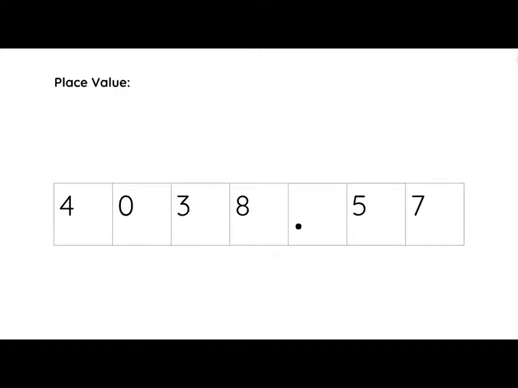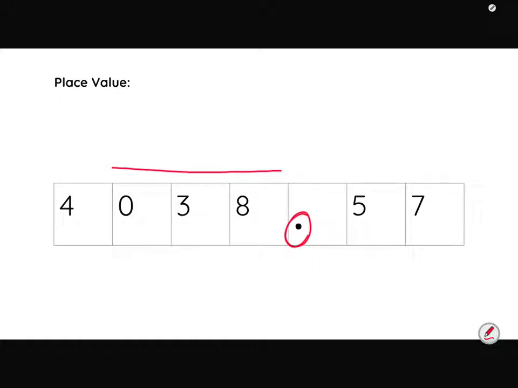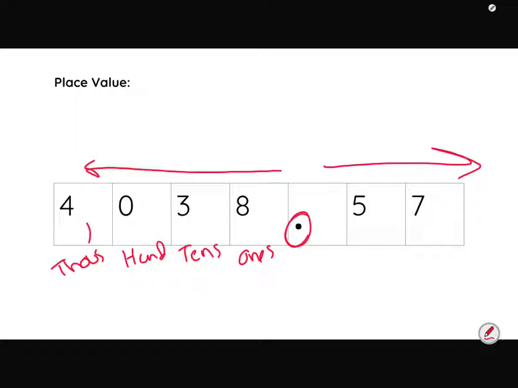So first of all, as a reminder, when we have place value, I know that anything on this side of the decimal point is whole numbers, and anything on this side of the decimal point would be the actual decimal, or parts of a whole, like a fraction. And I know that this is the ones place, this is the tens, this is the hundreds, and this is the thousands. And over by the decimal side, this is the tenths place, and this is the hundredths place.